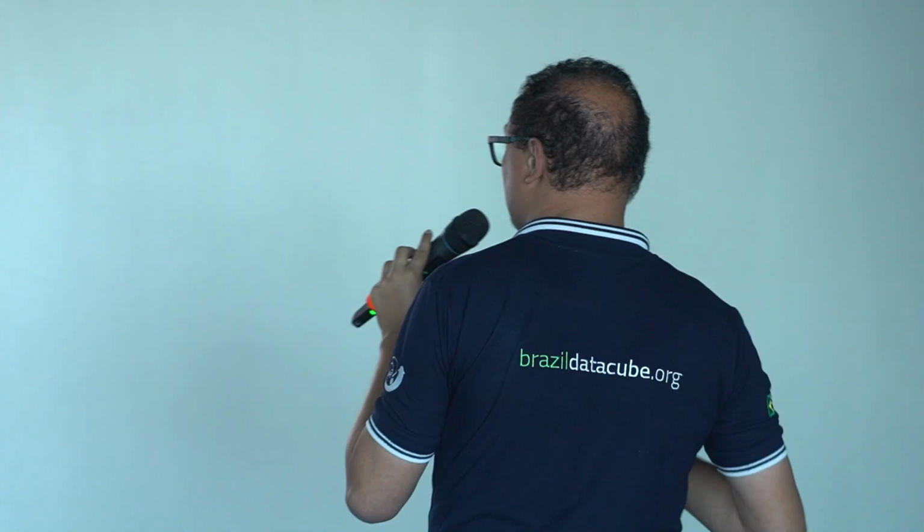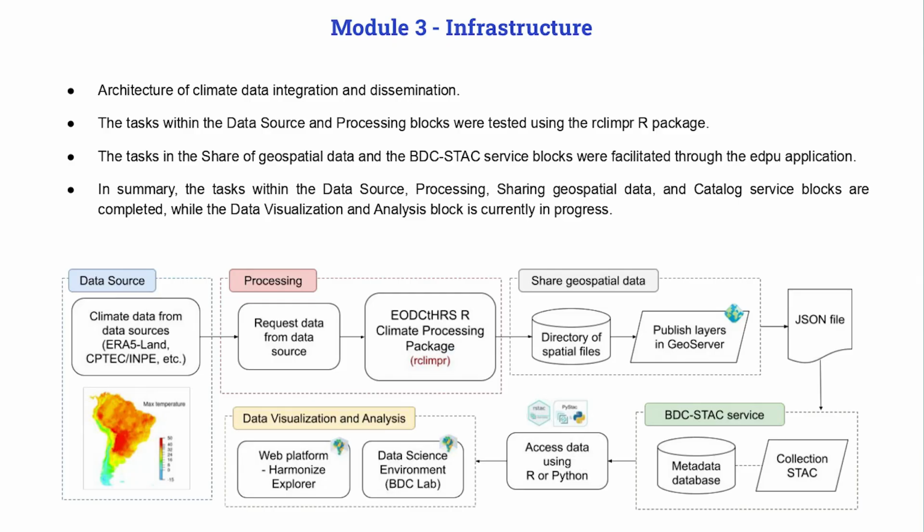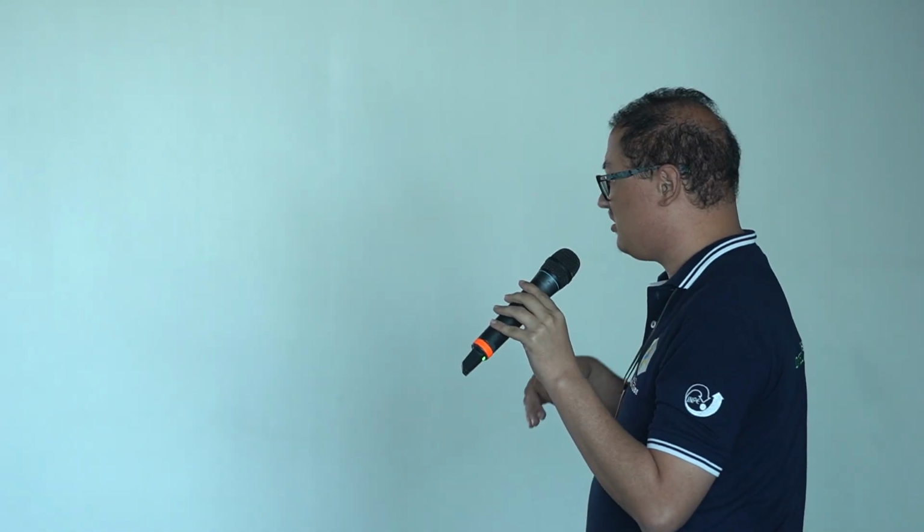Here's the climate model. The climate model was developed based on ERA5-Land data, CPTEC data, and other climate sources. We process the data requests from our data sources. We use the EODCtHRS R package for climate processing. We share the spatial data using shapefile, using GeoServer and JSON file, cataloged in STAC, and then serve the data using a Python package based on the APIs we have developed. The two web front-end interfaces are the BDC-Lab, which I will present later, and the HARMONIZE Explorer.